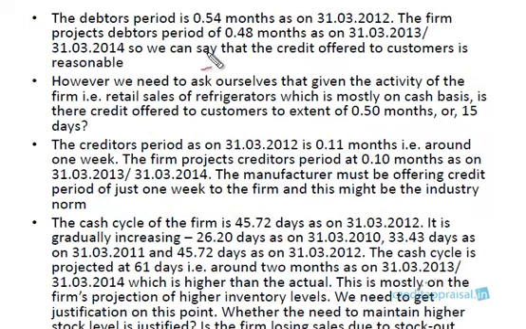Debtors period in the CMA data, the company is projecting at the same level. Actual 2012 is 0.54 months. The company is projecting at 0.48 for the next 2 years. So this is okay, right? But again, as we discussed earlier, given the activity of retail sales of refrigerators, what is the need for giving 15 days credit to the customers is something we need to inquire.